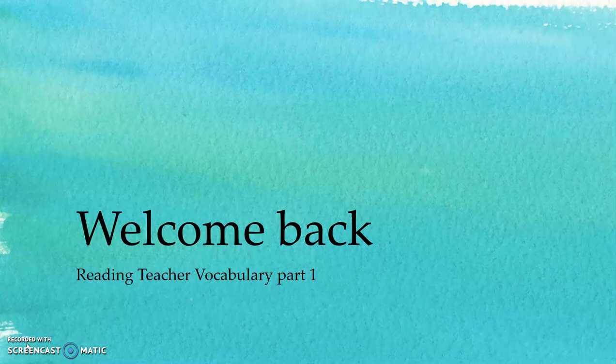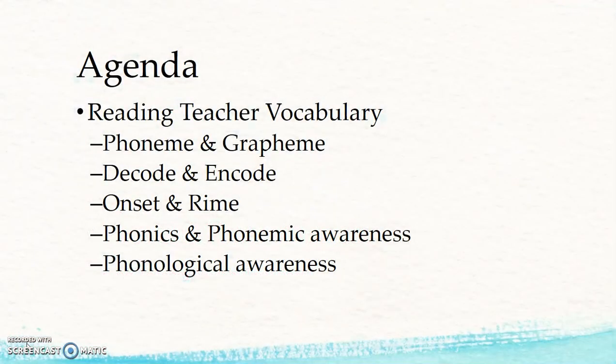Today we'll be going over our first set of reading teacher vocabulary. So the vocabulary we're going to go over today include the terms phoneme and grapheme, decode and encode, onset and rime, phonics and phonemic awareness, and finally phonological awareness. And you'll see that most of these are paired up, so they really do go together.